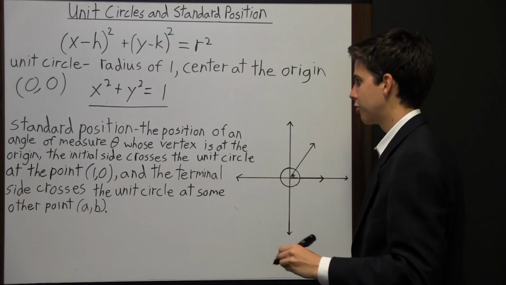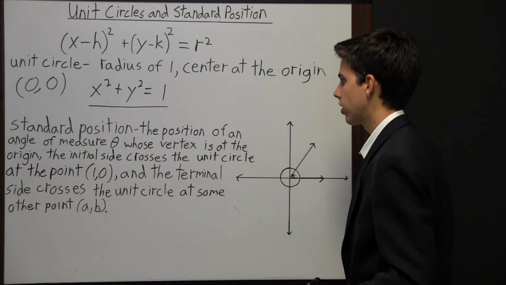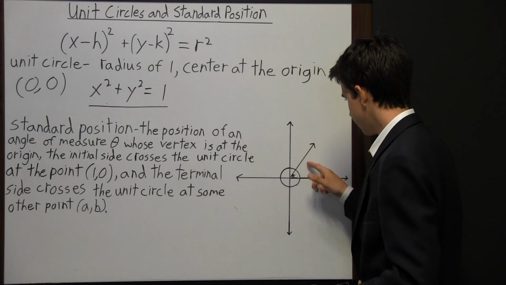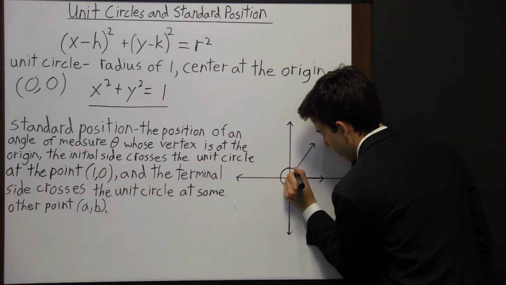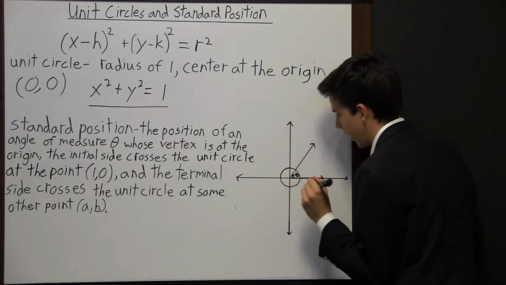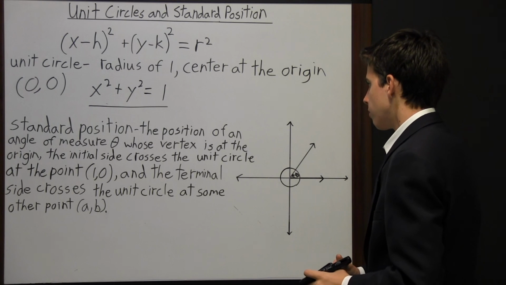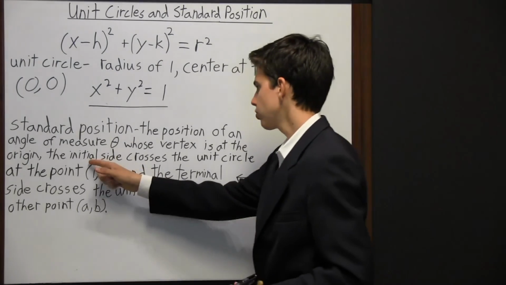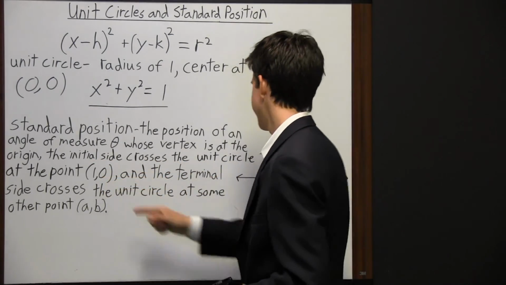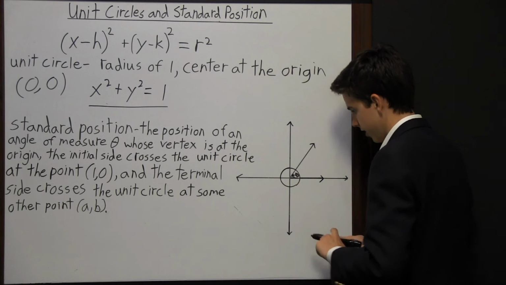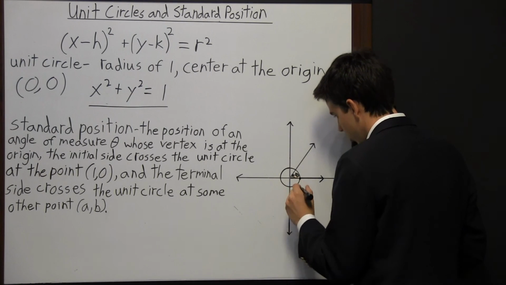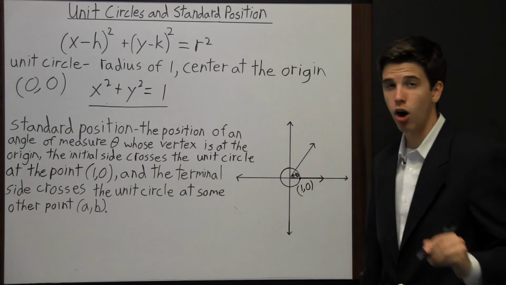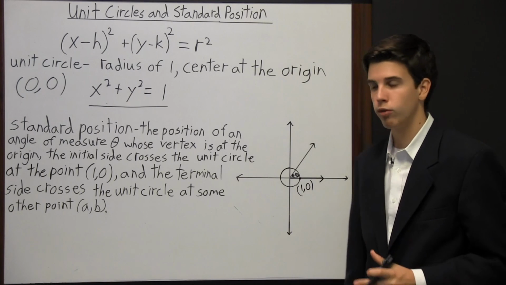Now, we have something called standard position, which is the position of an angle of measure, blank, whose vertex is at the origin. So right here, you see this angle, and I'm just going to label it with the angle symbol. We don't know what the angle is, but the vertex right here is at the origin of this coordinate plane. And then the initial side crosses the unit circle at the point 1, 0. So this right here is the initial side, and it meets the circle right there, crossing the circle at point 1, 0.